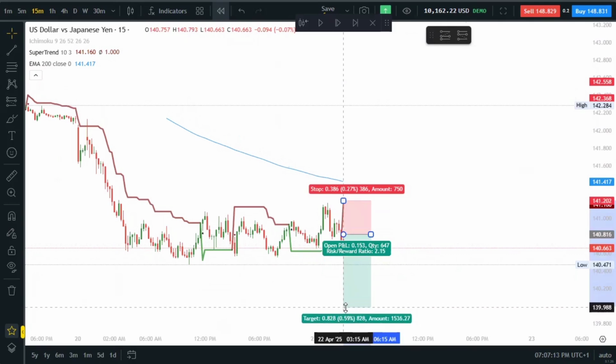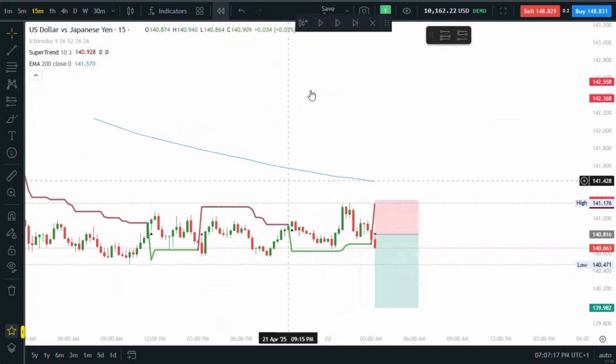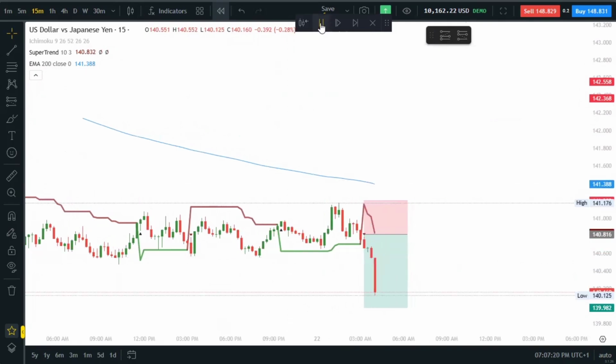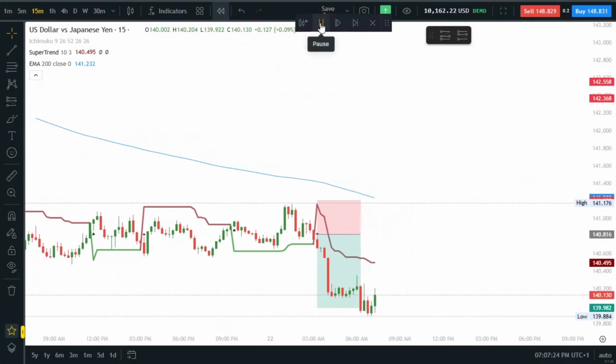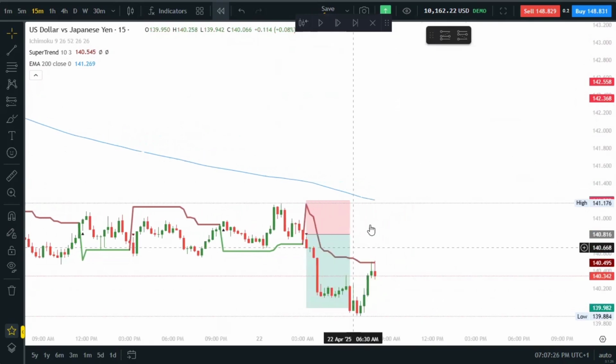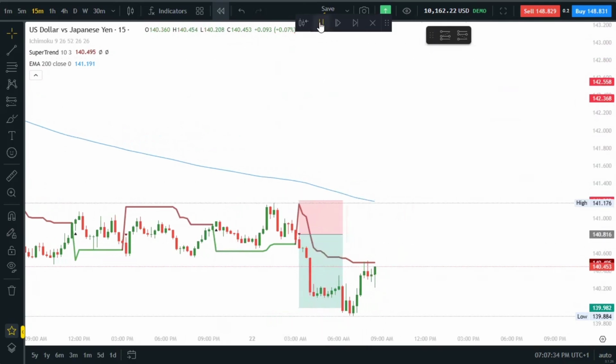So we are aiming for 2 or 2.5, depending on how the market gives us. So we can see that for this particular one, we were able to hit our TP with a risk to reward of 2.1. So let us go on.